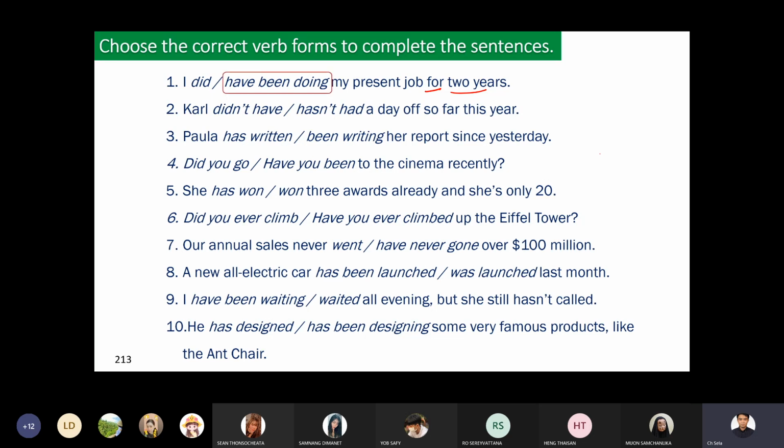Have been doing. Okay, how about number 2? Carl didn't have or hasn't had a day off so far this year. Hasn't had. Why? Because of the words 'so far'. Excellent. So number 3 until number 10, do it by yourself. You have 5 minutes for it, and you will check the answers together at 9:45. Please do it by yourself and make sure you make no mistakes.